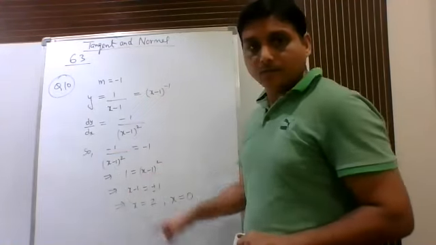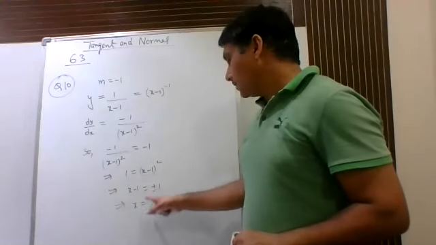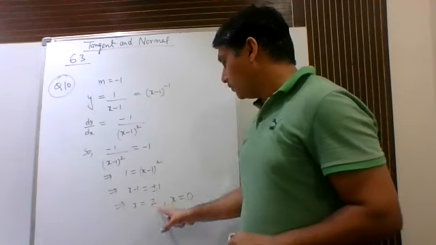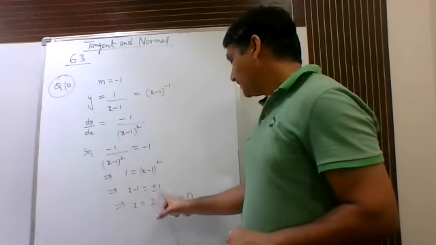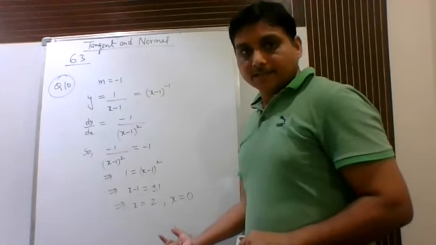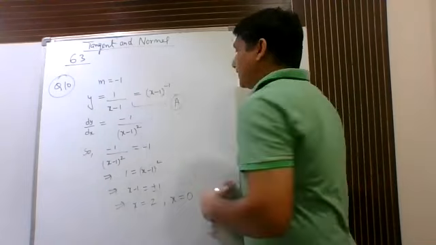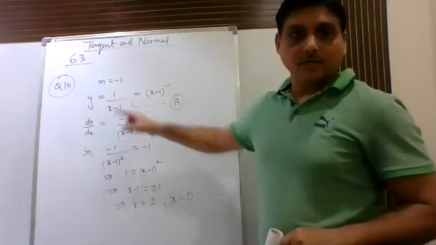I had taken the square root, so I had written x minus 1 is equal to plus minus 1. Now I am solving it with plus 1, then x is equal to 2. When I solve it with minus 1, then x will be equal to 0. Now this is x. Now correspondingly get the value of y by substituting in this given equation of the curve.